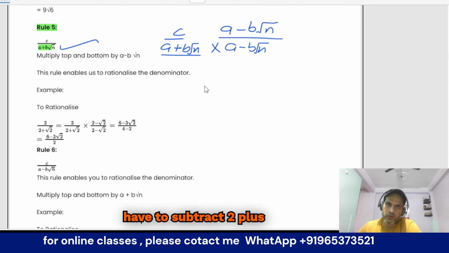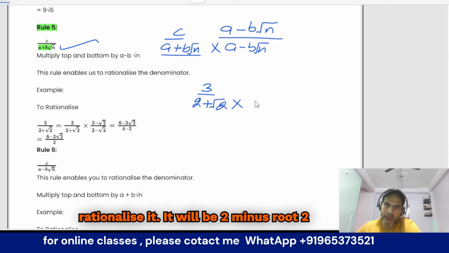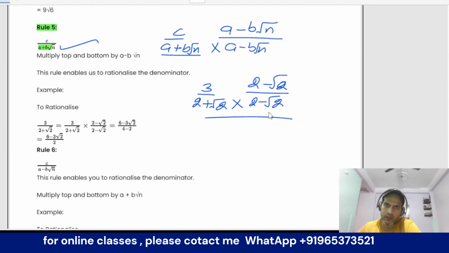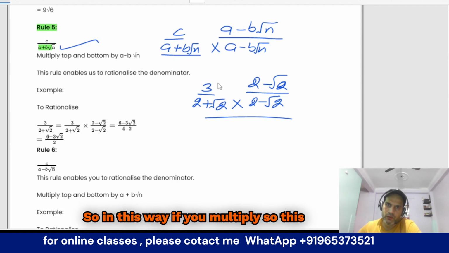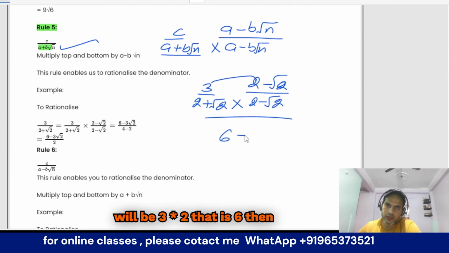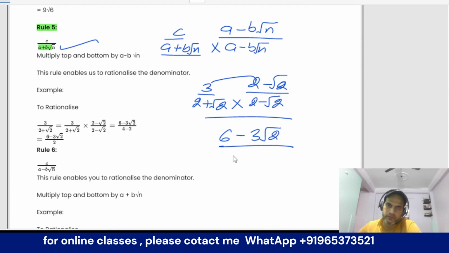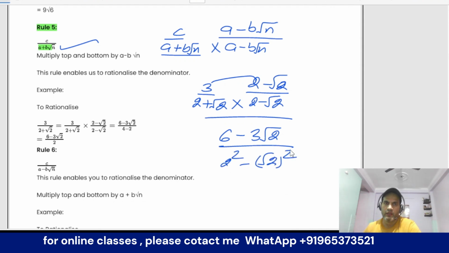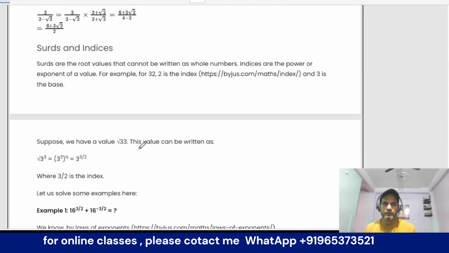Suppose we have 3 upon 2 plus root 2, then we have to rationalize it. It will be 2 minus root 2, and the denominator will be 2 plus root 2. Okay, so in this way if you multiply, this will be 3 into 2, that is 6, then minus 3 root 2, and the denominator will be a plus b and a minus b, so it will be 4 minus 2, which is 2. I hope that is clear.